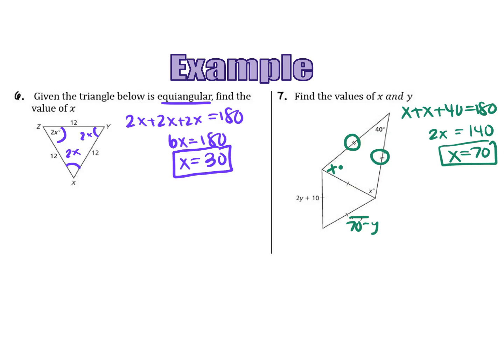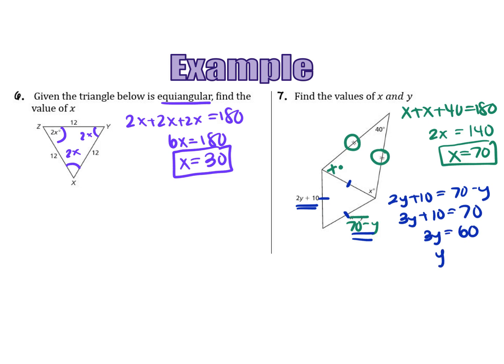The next thing I notice about these triangles is that this triangle is an equilateral triangle, which means all the sides are the same, which means this side is the same as this side. And after I plug in that I know x is 70, I can say 2y plus 10 equals 70 minus y. I can add y to both sides to get 3y plus 10 is 70. I can subtract 10 to get 3y is 60. And I can divide by 3 to get that y is 20.